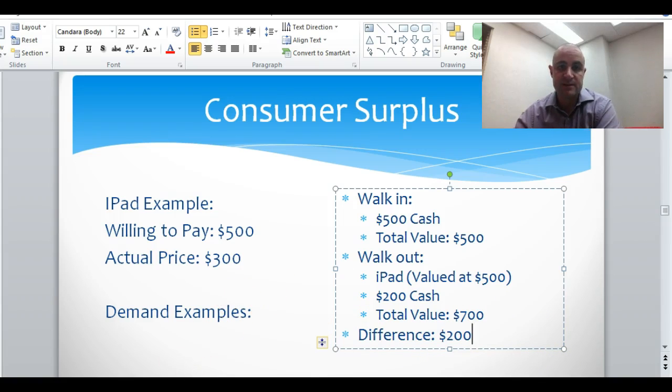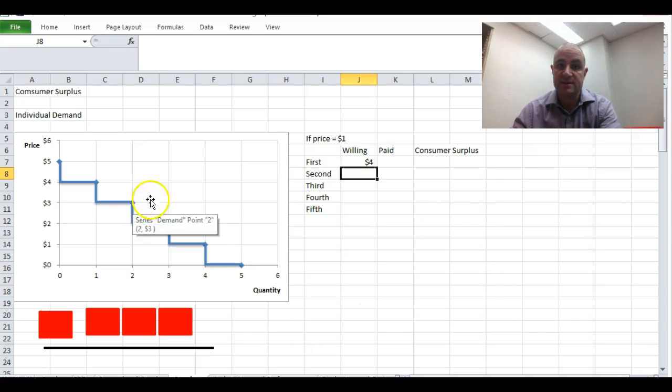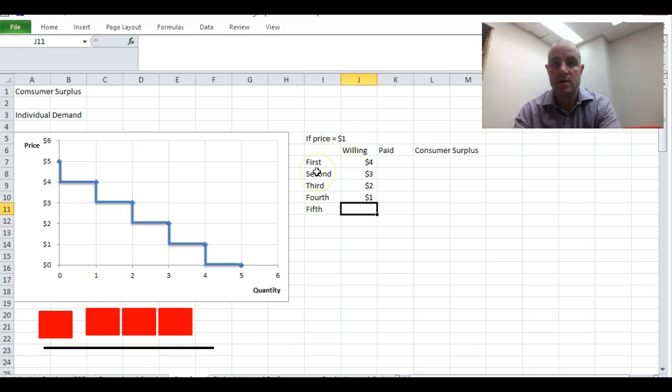So let's look at this. If we go back, this was the example that we used with the demand when we broke down one individual's demand curve. And so when we did this, we said that for the first unit of this good, this individual was willing to pay $4 for it. For the second unit, was willing to pay $3. And then $2, $1, and then $0.